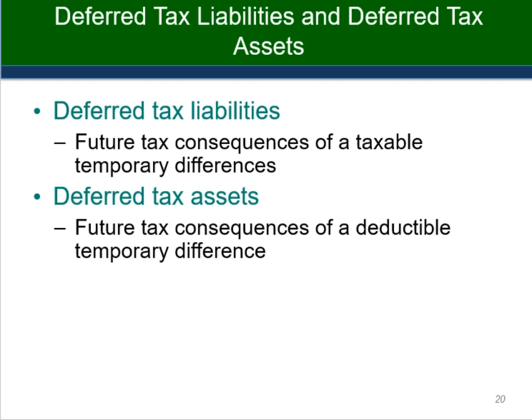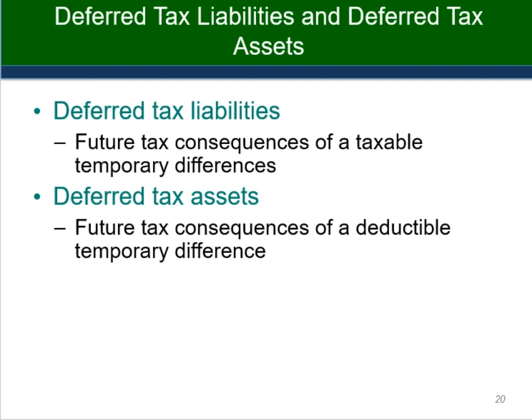Deferred tax liabilities are the future tax consequences of a deductible temporary difference, and deferred tax assets are future tax consequences of a taxable temporary difference. So tax assets are prepayments of tax. Deferred tax liabilities are future payments of liabilities that you're going to have to make when the timing difference is reversed.